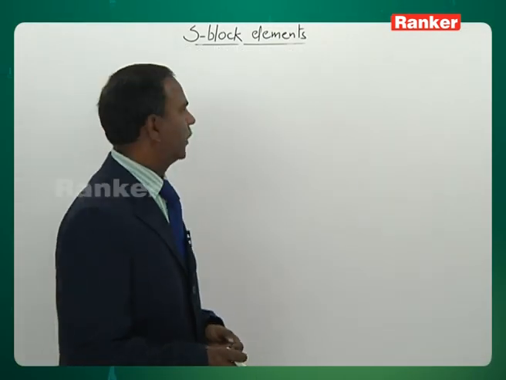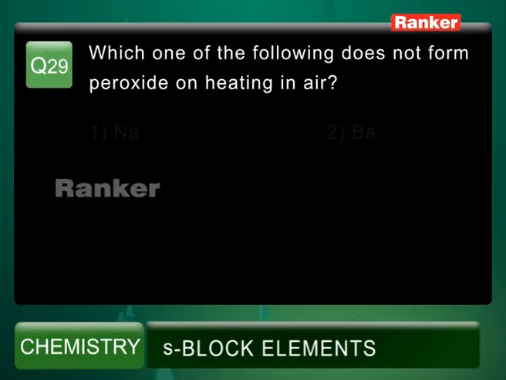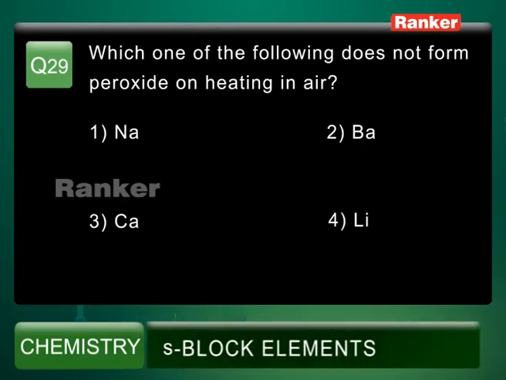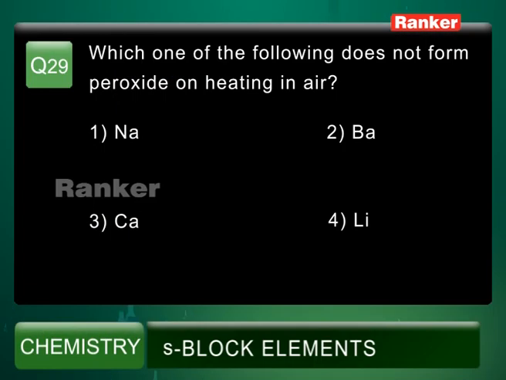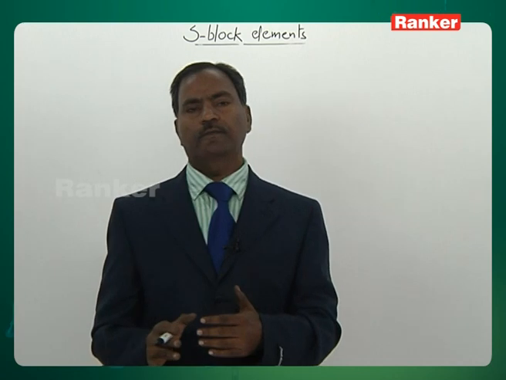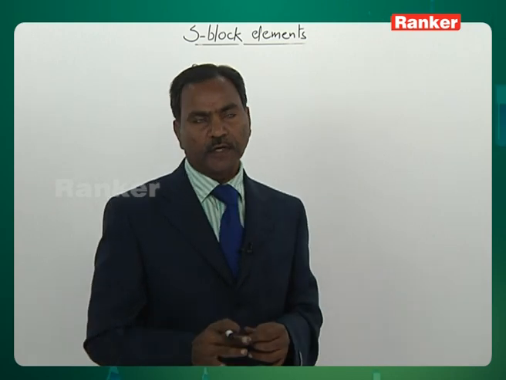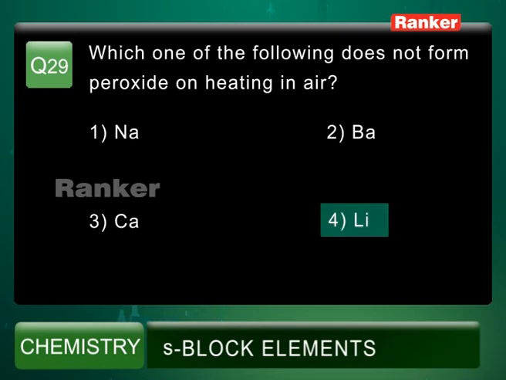Coming to question number 29. Which of the following does not form peroxides on heating in air? See, sodium on heating in air easily forms peroxides. Coming to barium, barium is bigger. Again, barium also easily forms. Calcium also easily forms. But lithium is very small in size. Whenever the atomic size of the metal is very small, the formation of peroxide is difficult. Therefore, among the first and second group elements in general, lithium cannot easily form the peroxide. Therefore, for question number 29, the answer is 4.